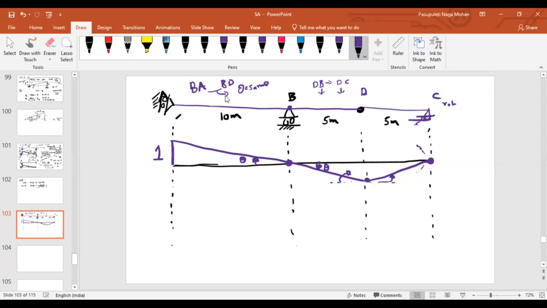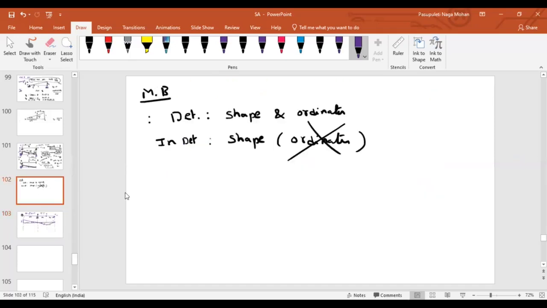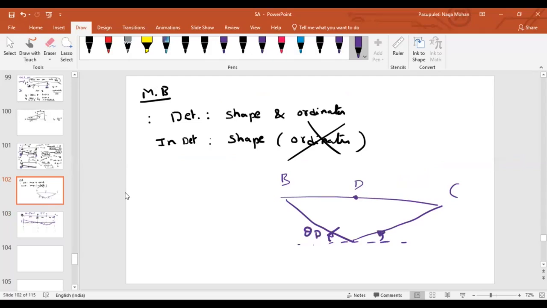In which direction is it, clockwise or anti-clockwise? DC is anti-clockwise and DB is clockwise. If there is a member DB and a member DC, with respect to the reference position, this one has rotated clockwise and this member has rotated anti-clockwise. So this is the slope theta DB and this is the slope theta DC.